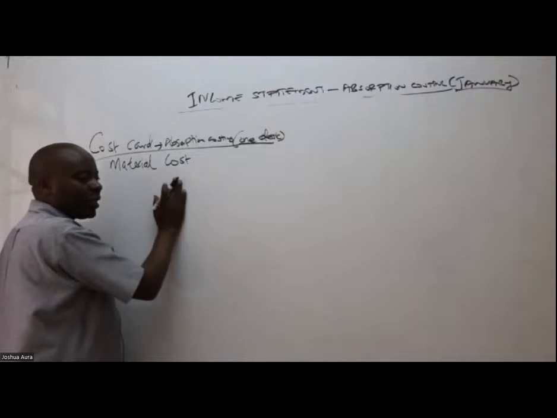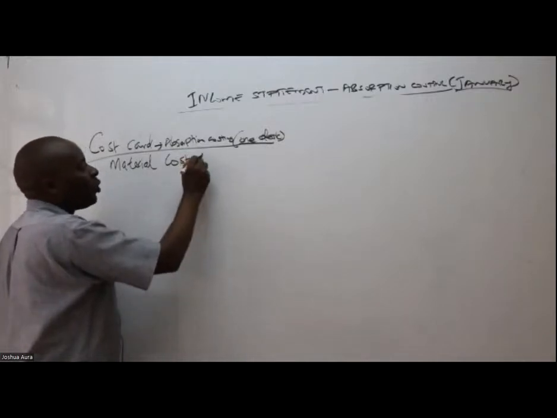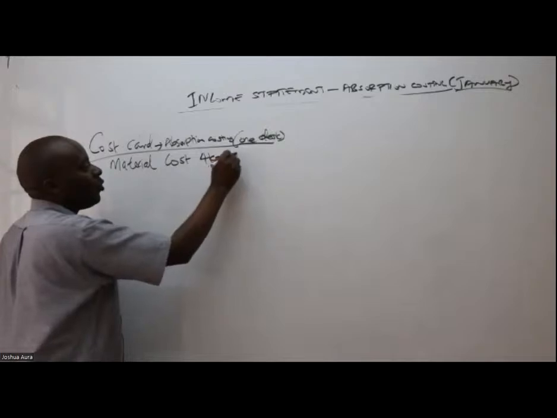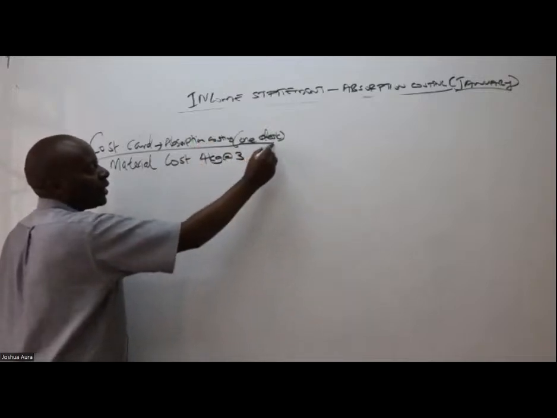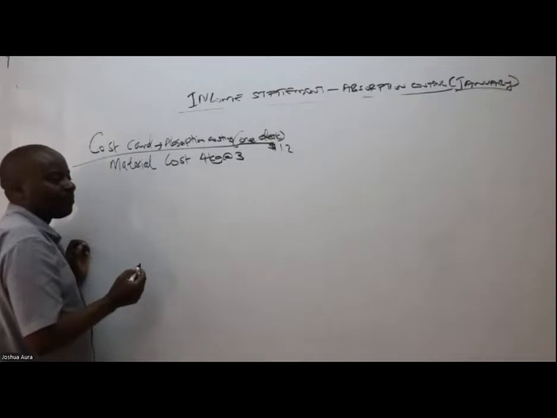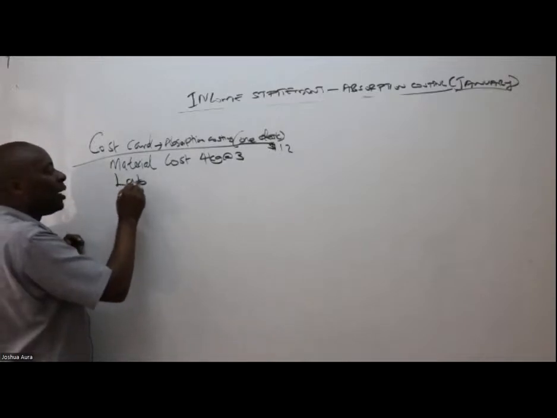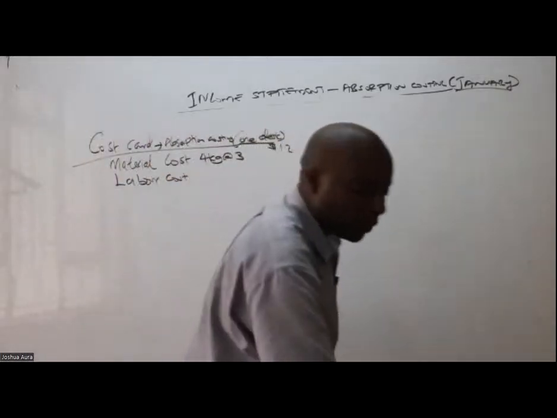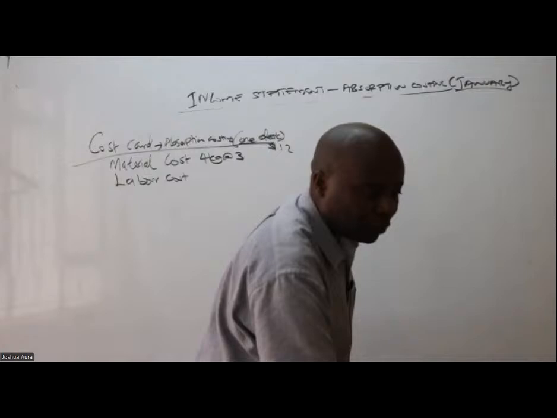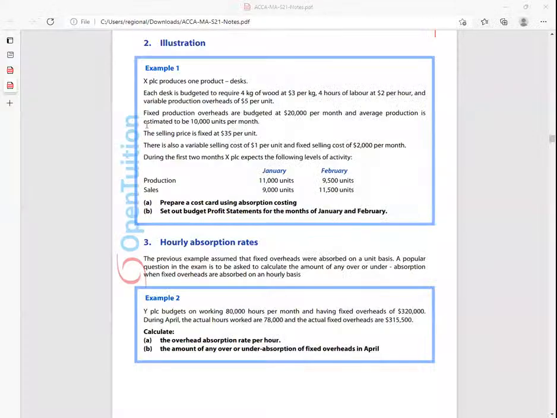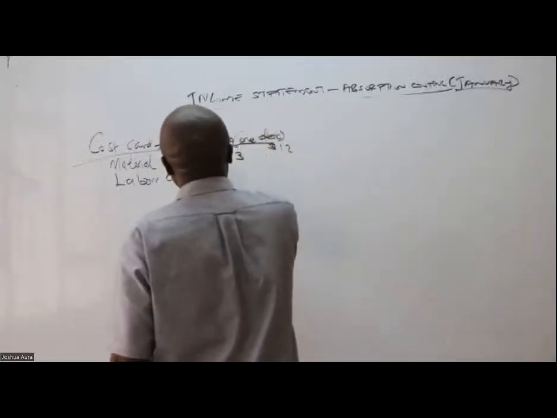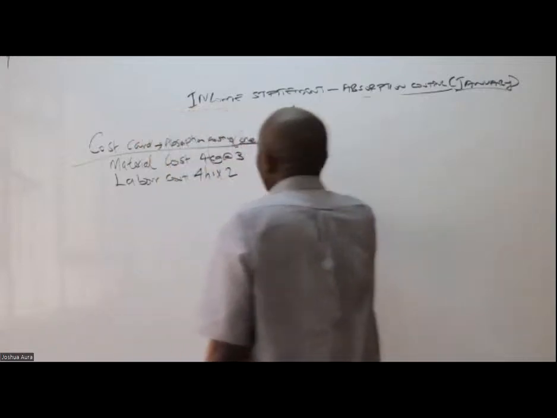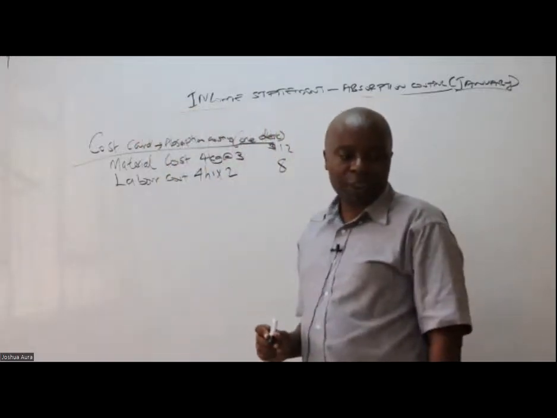The wood which we need, they have told us, is 4 kilograms, each going for 3, which gives us dollars what here, somebody? 12. We also need labor. Labor cost: they have told me the number of hours we need to make each desk. The labor hours are 4 hours at 2 each, which gives me 8 there.